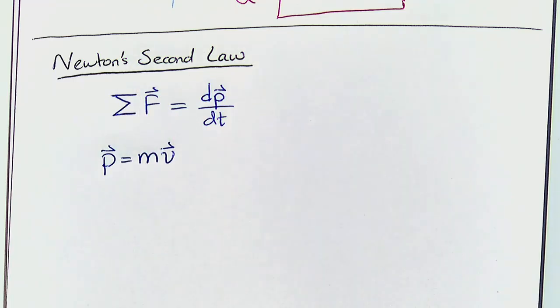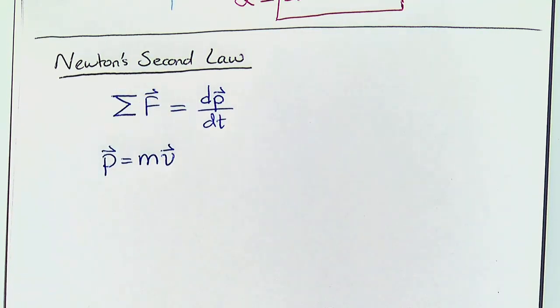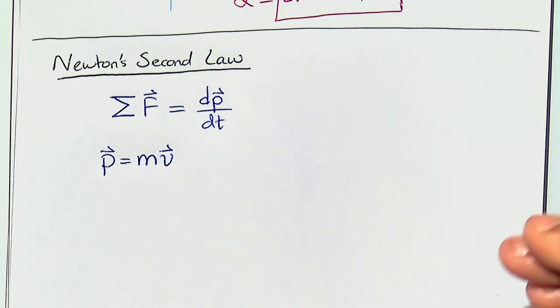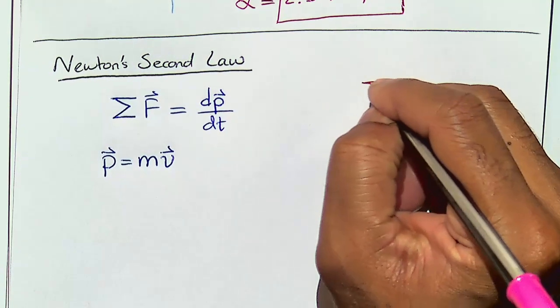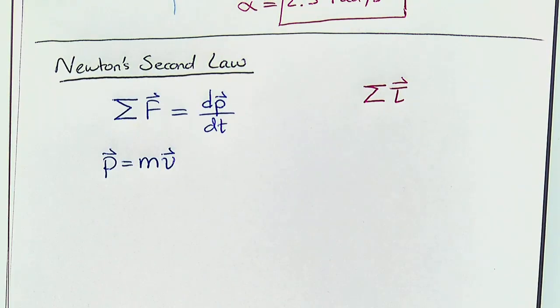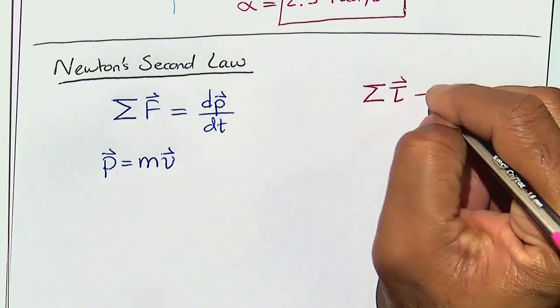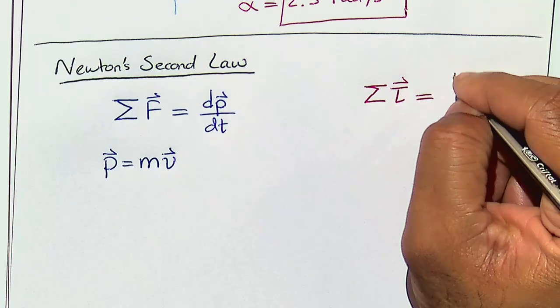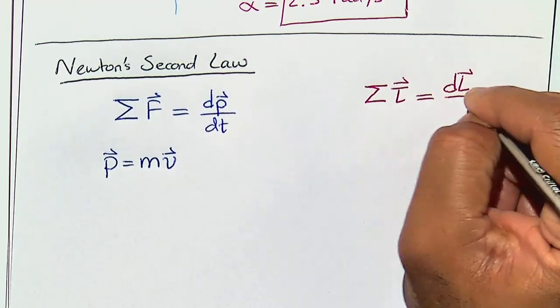So Newton's second law says that if you have an object with a net force on it, then its momentum will change with time. If there is no net force on it, then its momentum will not change, right? Thus Newton's first law: an object in motion stays in motion, an object at rest stays at rest. Now, we can also look at this in a rotational sense. This is the linear case. What about the rotational case? Well, the rotational equivalent of a force is a torque, right? So if we sum up all the torques, it says if there is a net torque, it will cause angular momentum to change with time.